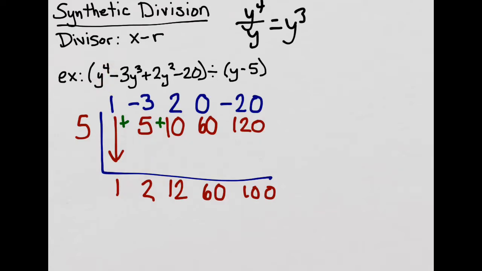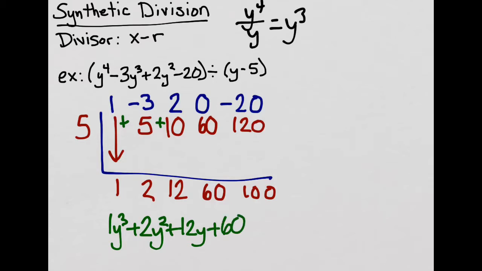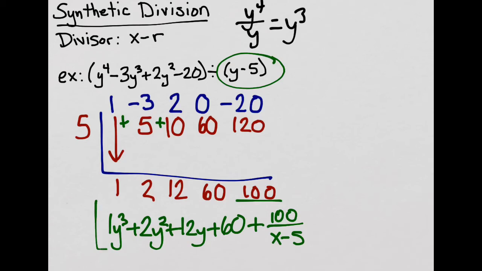Okay, so when we turn these back into polynomials, I will get 1 y to the third, and this was a positive 2, so plus 2 y to the second, because we're going down, we're descending with the exponents and the variables. And then we'll have plus 12 y to the first, plus 60 y to the 0, or just no y's. And then 100 is my remainder. So we will add 100 over the x minus 5, which was what we were originally dividing by. So that would be your answer, or your quotient.